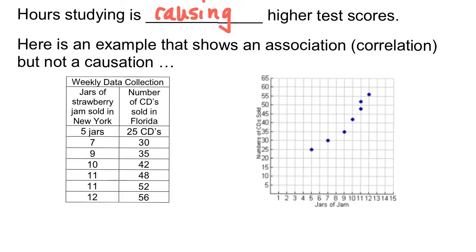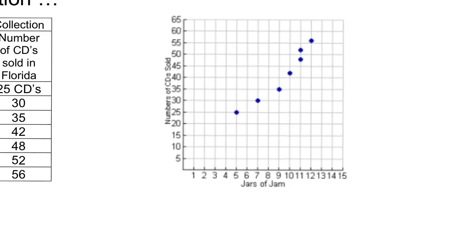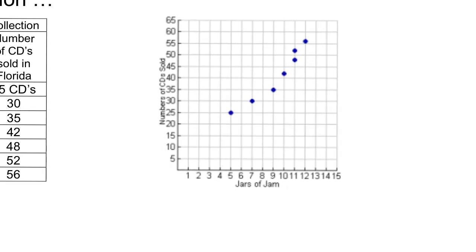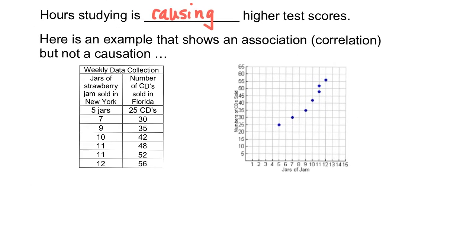Here's an example that shows an association or a correlation, but not a causation. So this is true data. Jars of strawberry jam sold in New York and number of CDs sold in Florida. It shows a strong positive correlation, but is there any causation here? No, there's not. So be sure that you do not confuse correlation and causation.